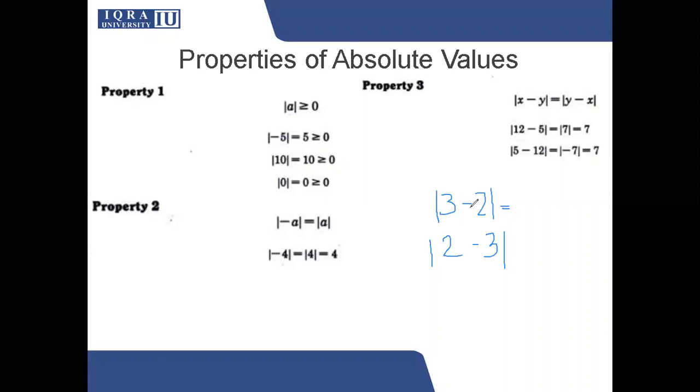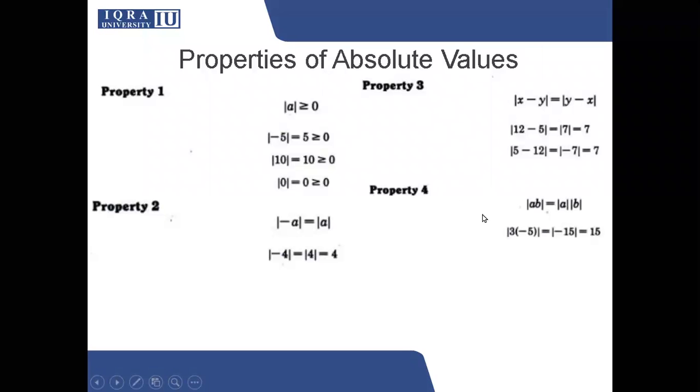So the absolute value of 3 minus 2 is what? It's positive 1, the absolute value of positive 1, and the absolute value of 2 minus 3 is minus 1, and again the absolute value. So this is 1 and this is again 1, right? So this is what this property is trying to tell us. And similarly, we have these two more properties, properties 4 and 5, which are pretty much self-explanatory.